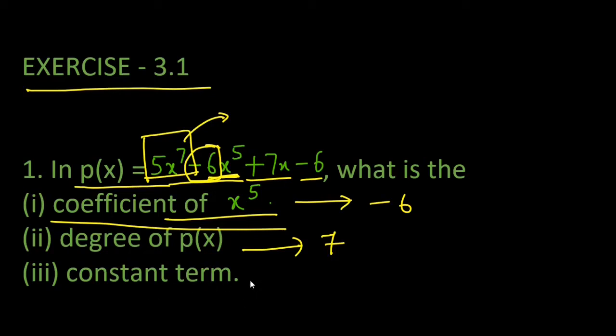Then the constant term. The constant term is the term in which there is no variable. So here in minus 6, the last term, we have no variable. Minus 6 x power 0. x power 0 is 1, so it is not mentioned. So here the constant term is minus 6.